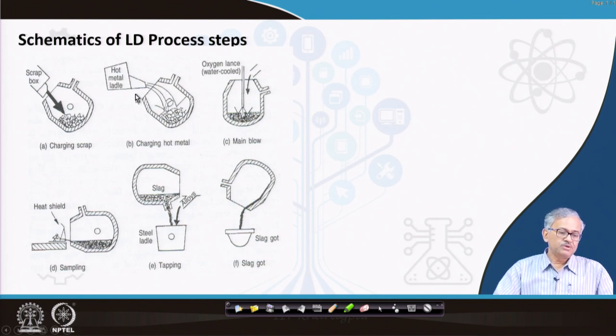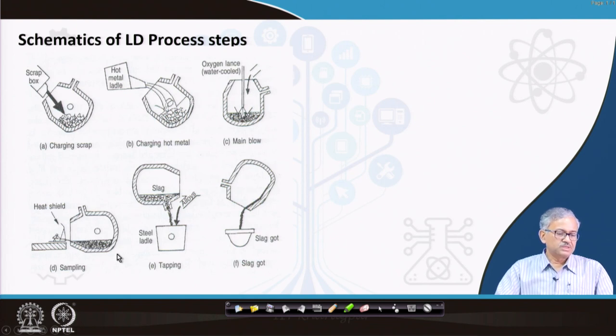Then in the main blow, after you charge the scrap and the hot metal, this solid charge need not be only scrap, it can be DRI nowadays or any other kind of steel plant waste; people are using coolants. So you can use any kind of coolant here, not only scrap, but mostly scrap and hot metal are used, okay. And after that is the lancing period, the main blow, and there emulsion forms and the main slag-metal reaction takes place at a rapid rate within a very short time, maybe 20 minutes, and the refining is over. This is because of emulsion formation.